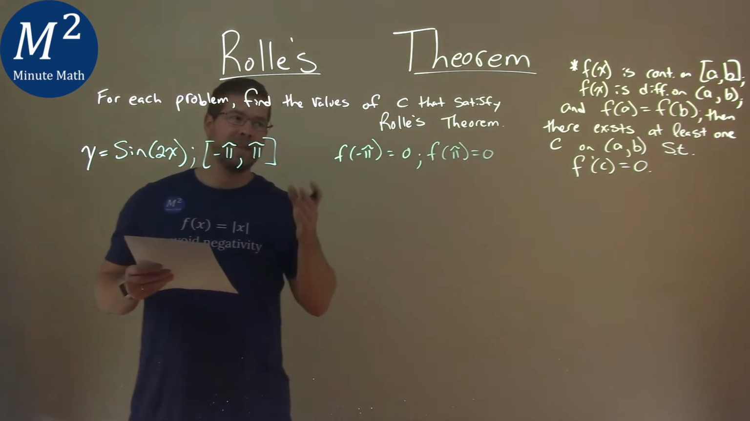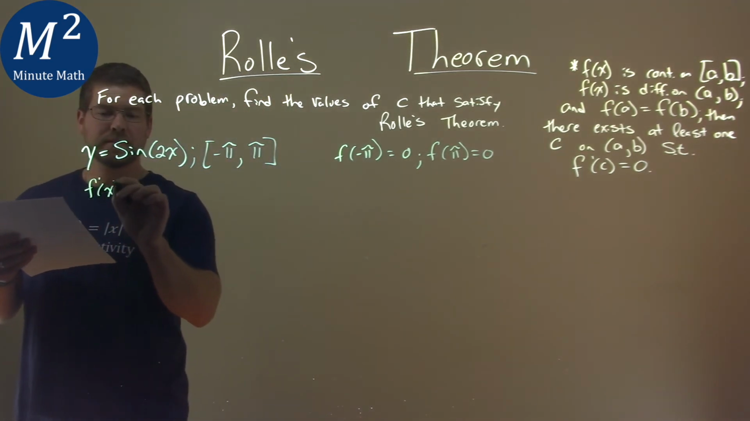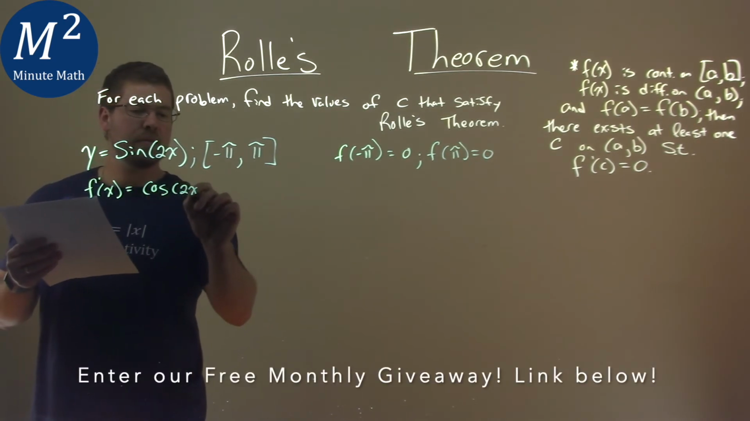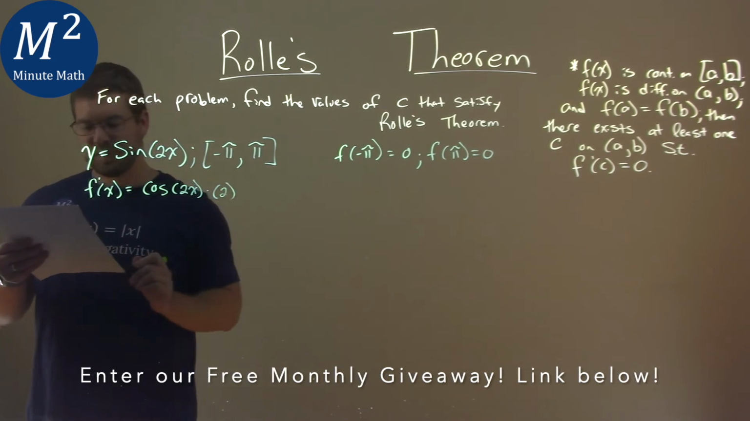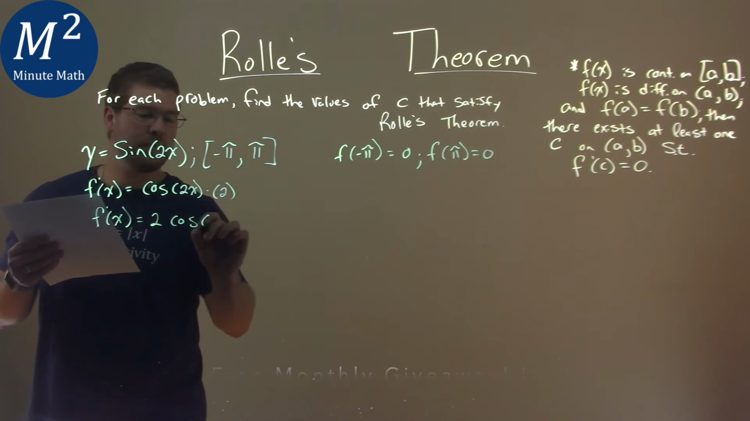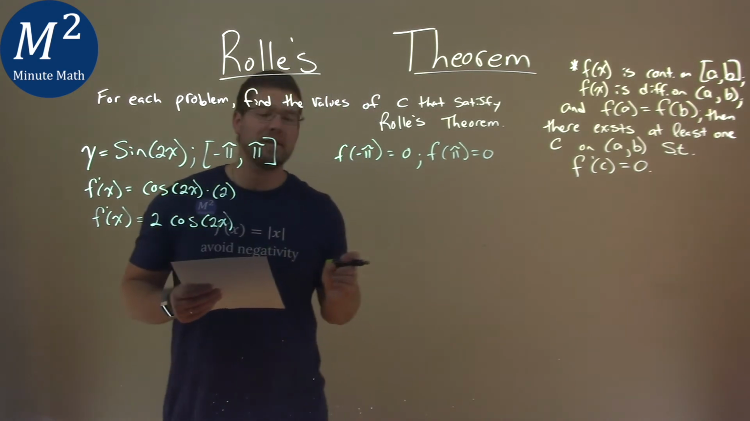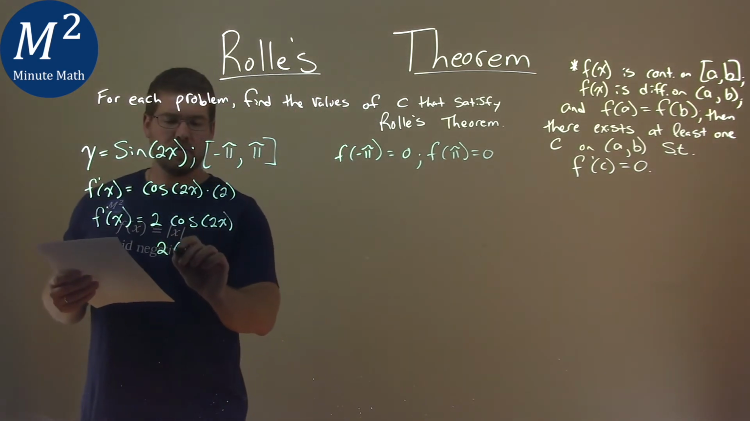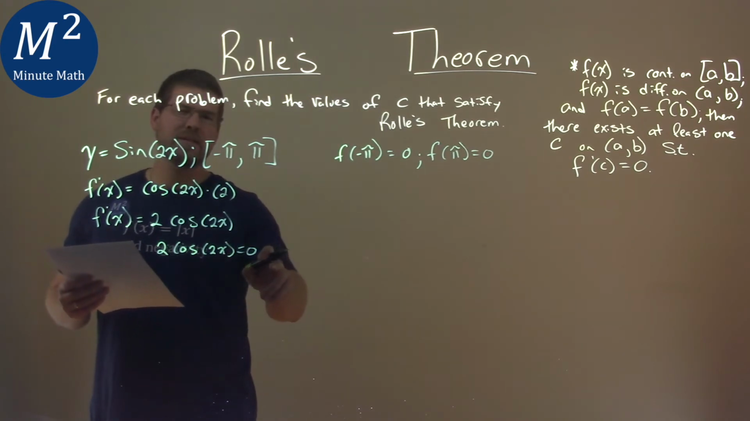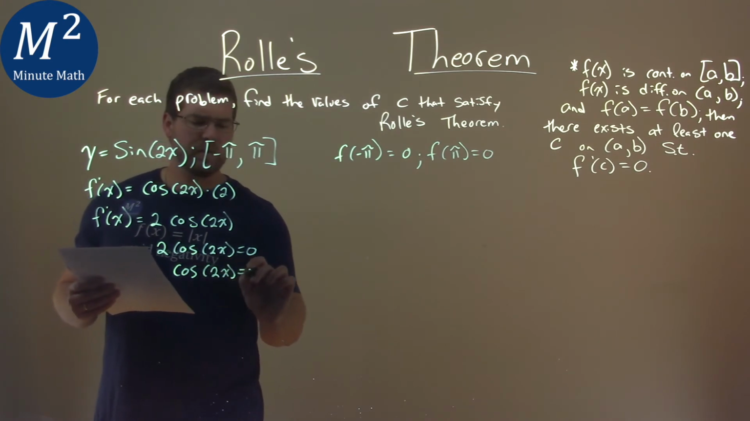From there, we want to find the derivative to apply Rolle's theorem. So our derivative here, f prime of x, is equal to the derivative of sine, which is cosine of 2x, times the derivative inside, which is 2. We can rewrite that as f prime of x is equal to 2 cosine of 2x. Now to apply Rolle's theorem, we need to set this equal to 0. So we take 2 cosine of 2x and set it equal to 0. Divide both sides by 2, and cosine of 2x is equal to 0.